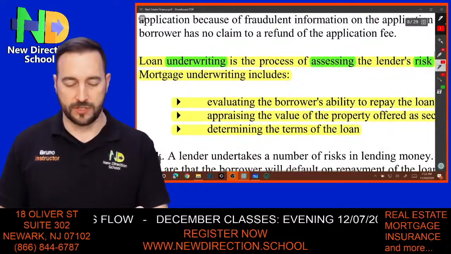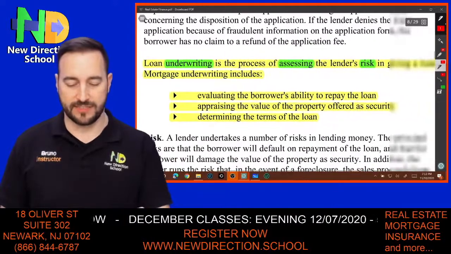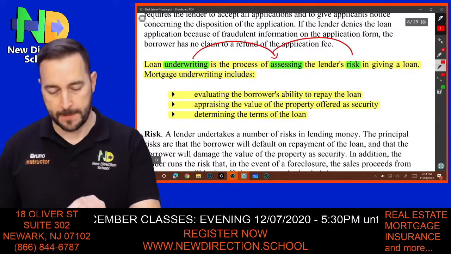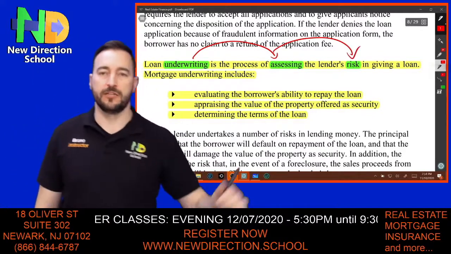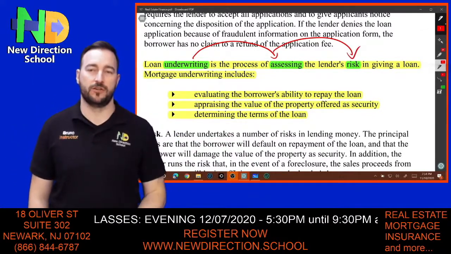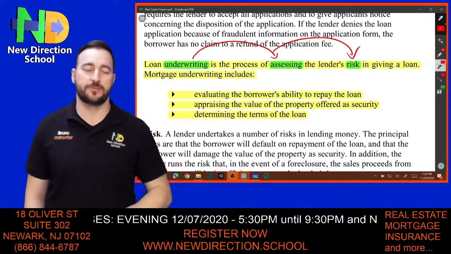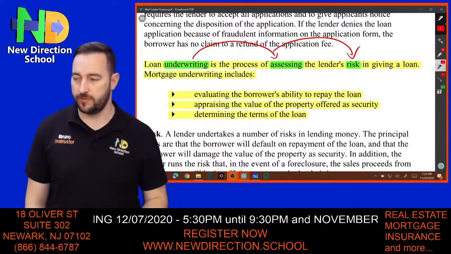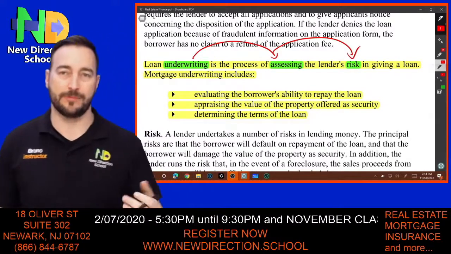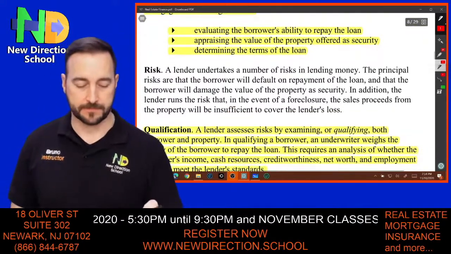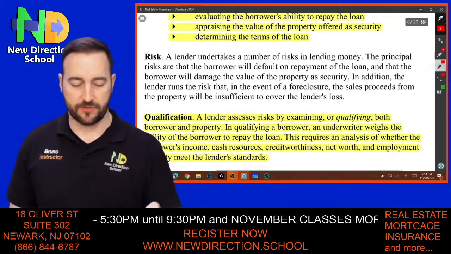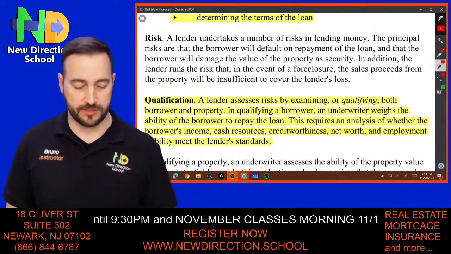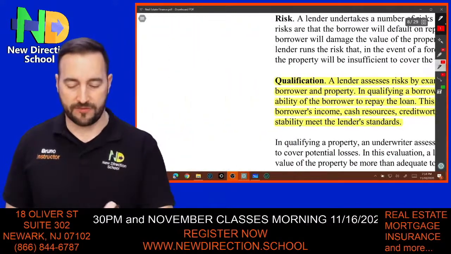So the loan underwriting is the process of assessing the lender's risk in giving a loan. They're going to look at your ability to repay the loan, the value of the property that's being offered as security, and determining the terms of the loan. What is the optimal for you? The lender is going to take several risks, obviously, if you stop paying, if the property goes down in value, and so on. Now, how do they qualify you?